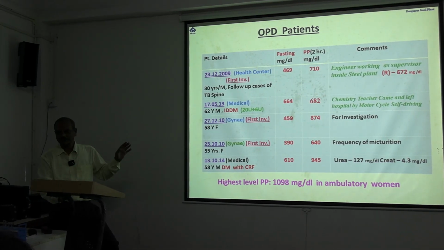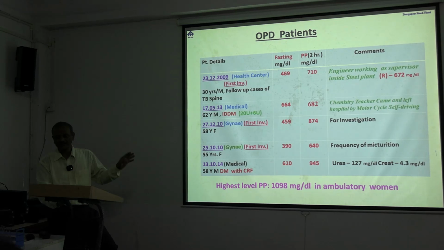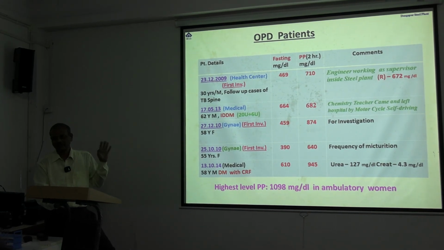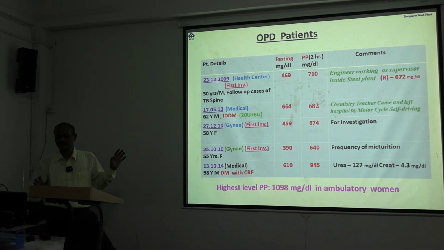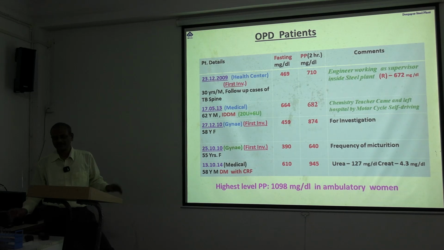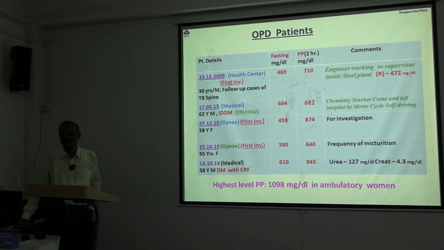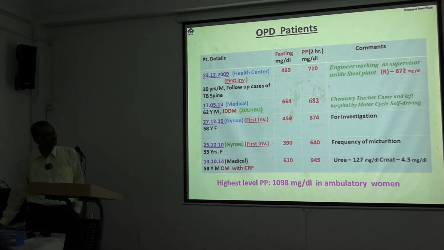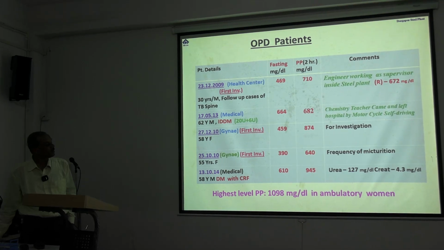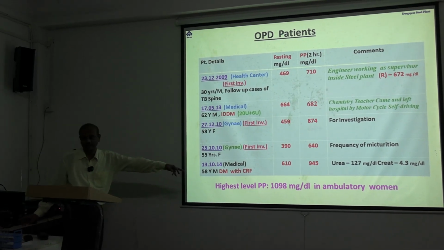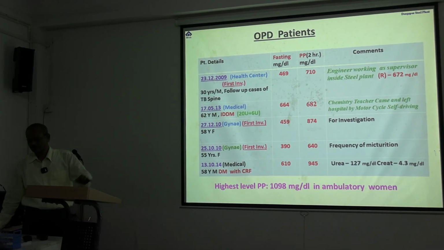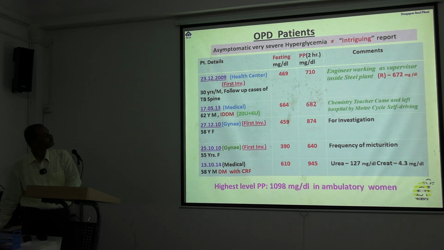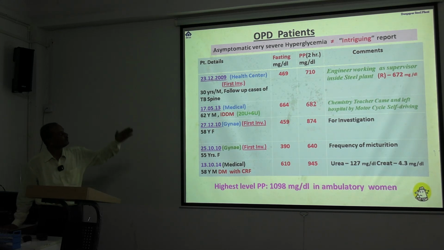So when you think something is abnormal, what I used to practice is to try to contact the person in the best way you can. Otherwise, how will people know you? That's why this type of case, and you do not see, I could have manipulated here. I don't manipulate any result. So this is asymptomatic, very severe hyperglycemia.